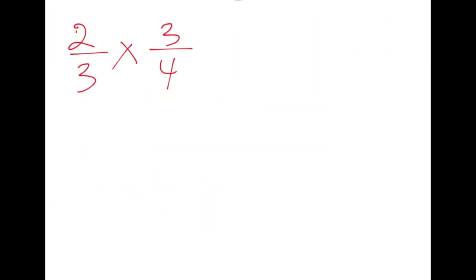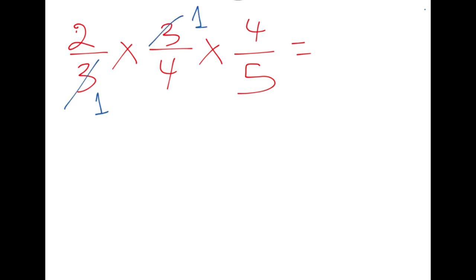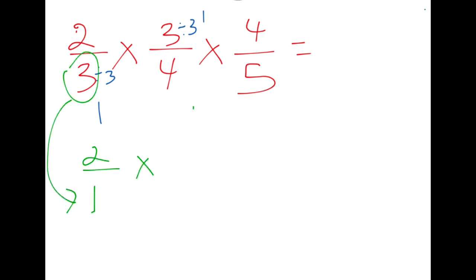Let's try another one. My shortcut would be, I can simplify 3 with 3. 3 divided by 3 is 1. 3 divided by 3 is 1. So by doing that, what am I actually doing? Maybe let me show it to you in a different way. I'm dividing by 3, I get 1. I'm dividing by 3, I get 1. So in other words, this is the same thing as saying 2/1, instead of 3, I put 1, times 1/4 times 4/5. Okay?